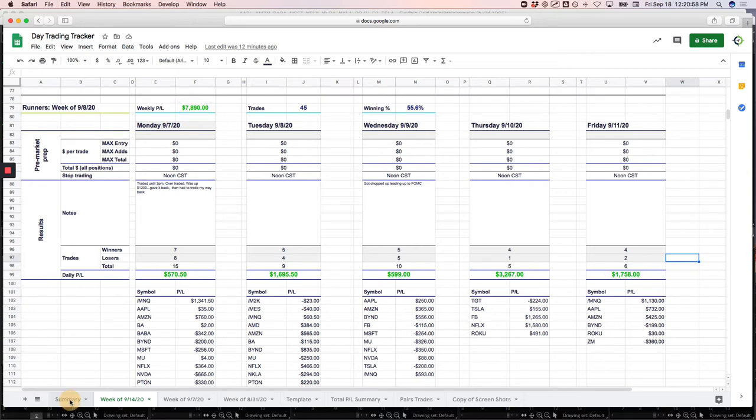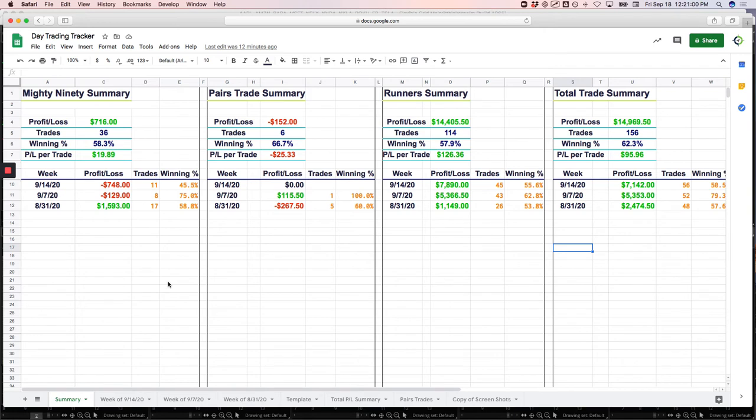If we look at a summary going back the last few weeks, previous to this, I was just kind of lumping all my day trades into one P&L. And obviously that's not really going to tell us the true story. So a few weeks ago, I started breaking these out. So you can see over the last few weeks, Mighty 90 is up $716, only 36 trades. Pairs trades, just 6 trades, down a little bit.